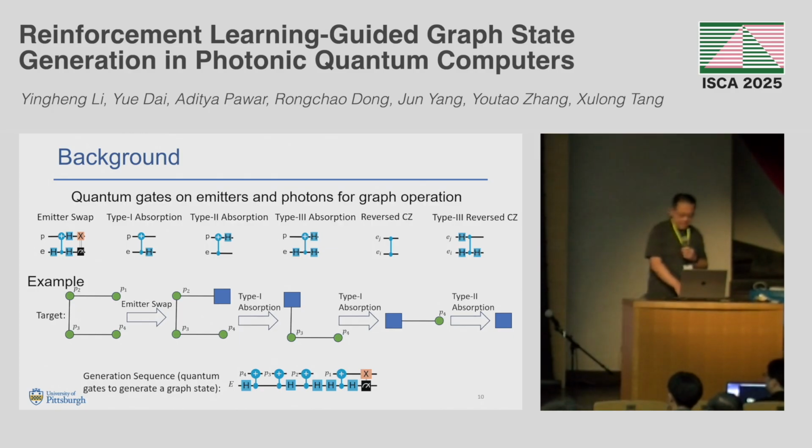And by the way, the 2 Hadamard gates here can be canceled. So this will be removed. This is the generation sequence.